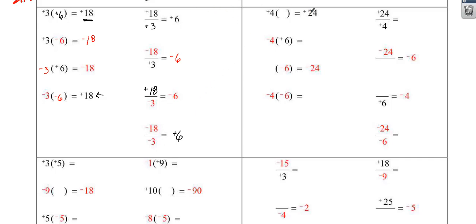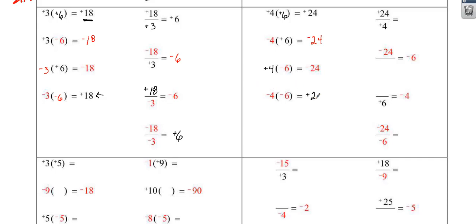All right, so answer's positive 24 right here. So 4 has to be a positive, and then 4 times what makes 24? 4 times 6. -4 times +6. Well, the signs are different, which means the answer is negative. In this case, -24. Something times -6 to give us -24. Well, signs have to be different. +4. And -4 times -6, signs are the same.